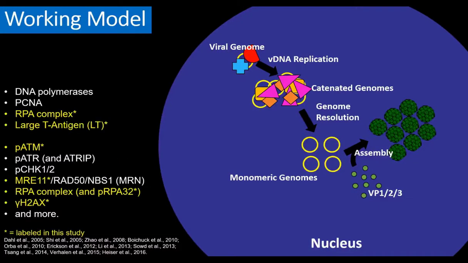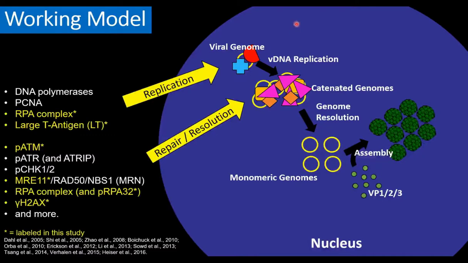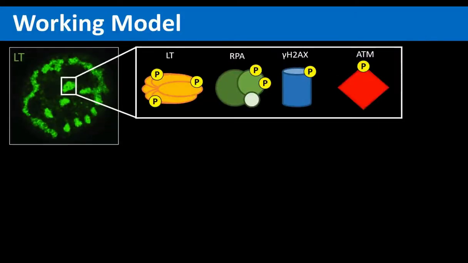So I want to bring us back to this model one more time. My results indicated that viral DNA replication and genome resolution are likely occurring in separate subdomains within VRCs. My results also indicated that small T antigen contributes to the spatial and temporal organization of these processes. But how exactly might that be? Here is my current working model.